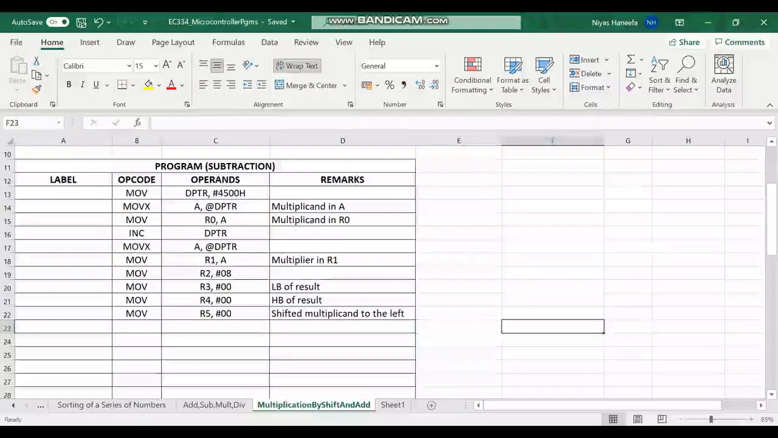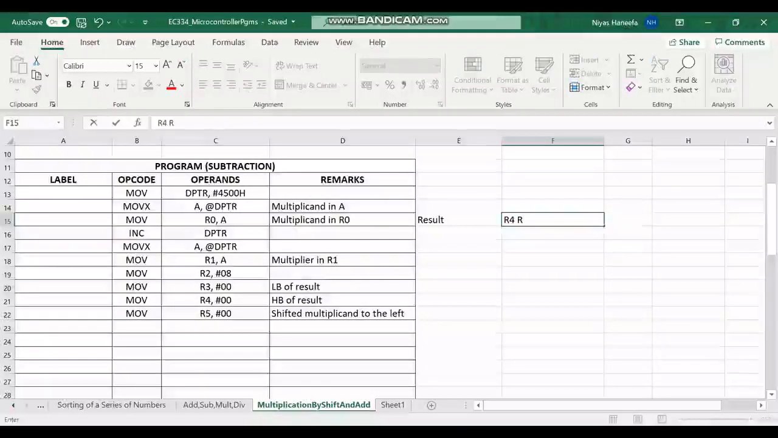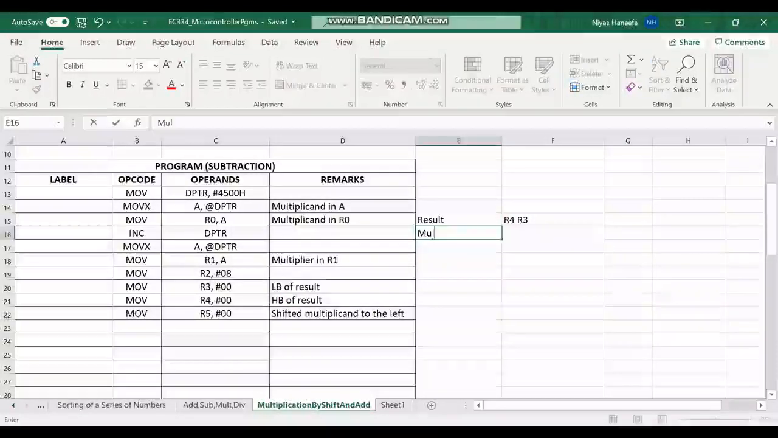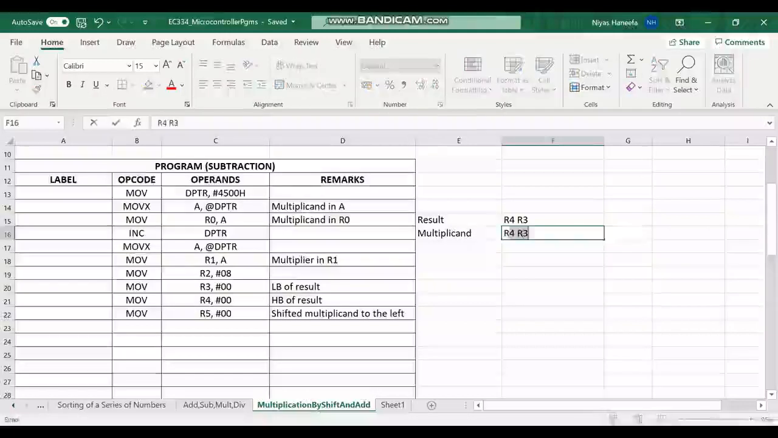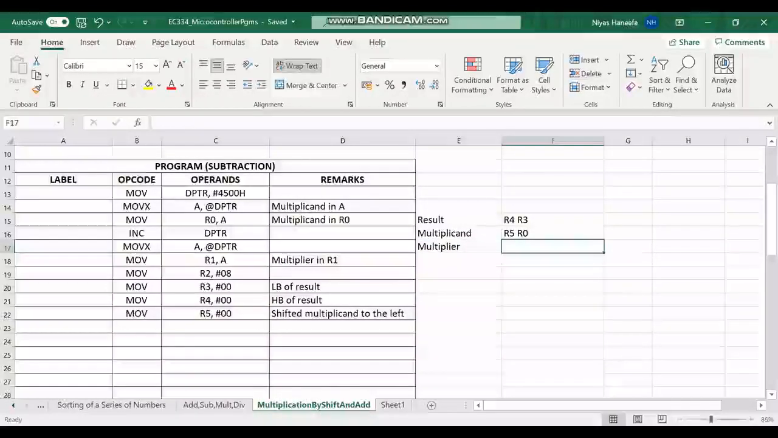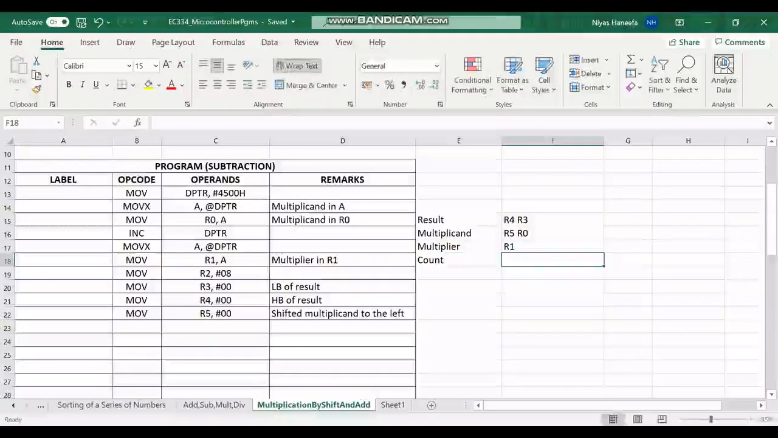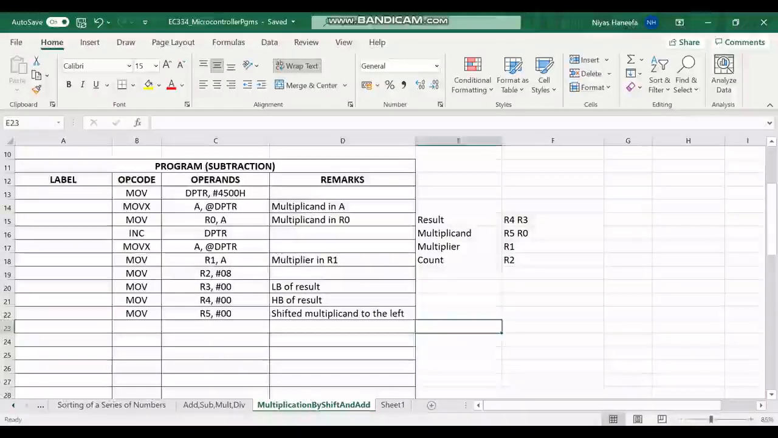Now you have to understand, here I will write the explanation. Our result will be taken by the registers R4 and R3, R4 for the higher byte, R3 for the lower byte. Then our multiplicand will be in the registers R5 and R0. If you write it like this, it will be easy for you to remember. Multiplier is in the register R1. And the count of how many times we have to shift and do this operation is in the register R2. So we got that.